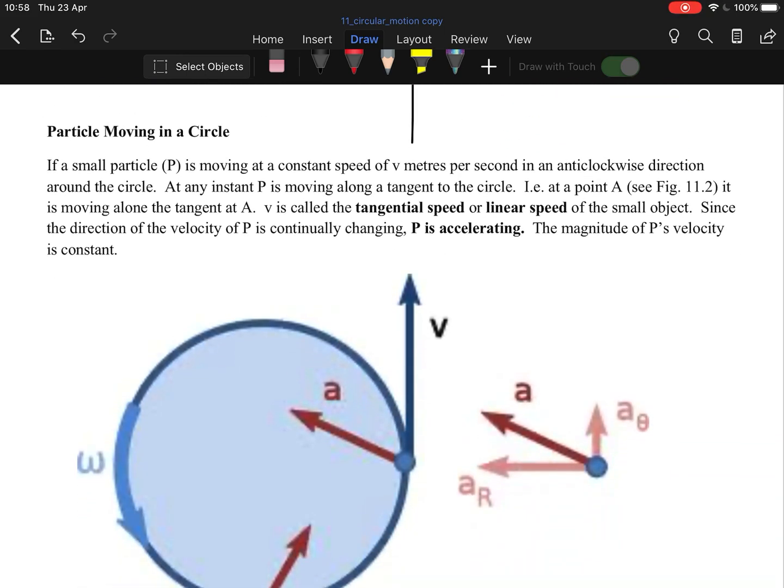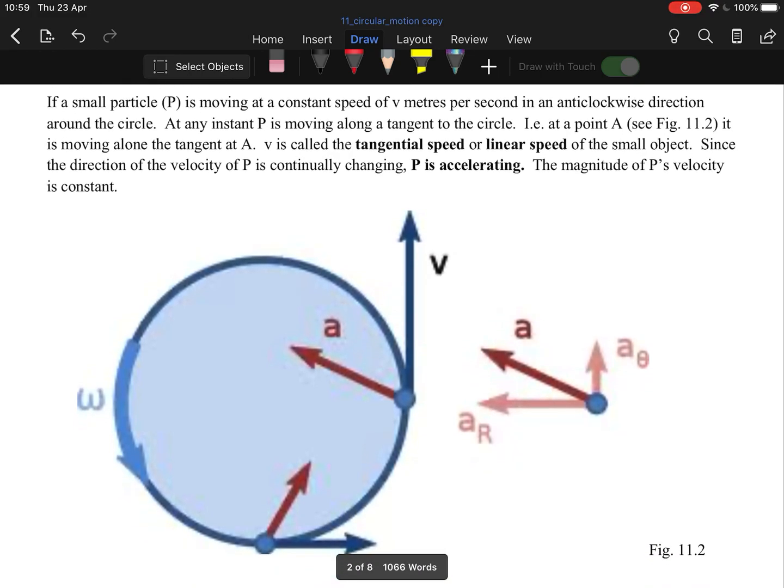Simply because 8.67 by 10 to the 5 doesn't mean anything until you tell them what it means. Okay. So, a particle moving in a circle. If a small particle, P, is moving at a constant speed, v meters per second, in an anti-clockwise direction, doesn't really matter, or clockwise direction. So at any instant, P is moving. All right, so this here is my P value. Okay, so it's moving this way.